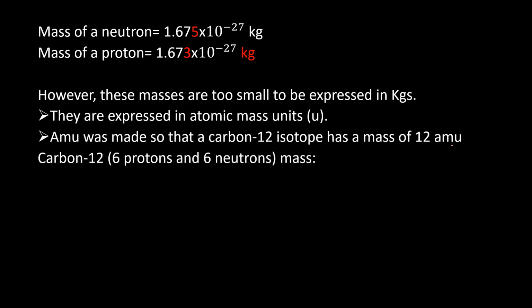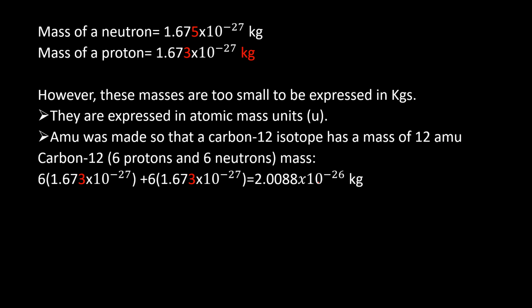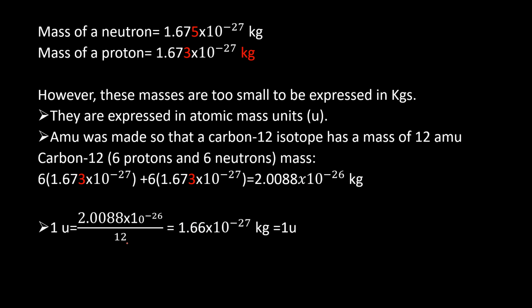The mass of carbon-12, which has 6 protons and 6 neutrons, is this number. Now they divided this number by 12 to get this number. This number multiplied by 12 is the mass of carbon, and it equals 1 atomic mass unit. So carbon has an atomic mass unit mass of 12, and 1 proton, which is only a little more than this number, is 1.0078 atomic mass units, and 1 neutron is 1.0087 atomic mass units.